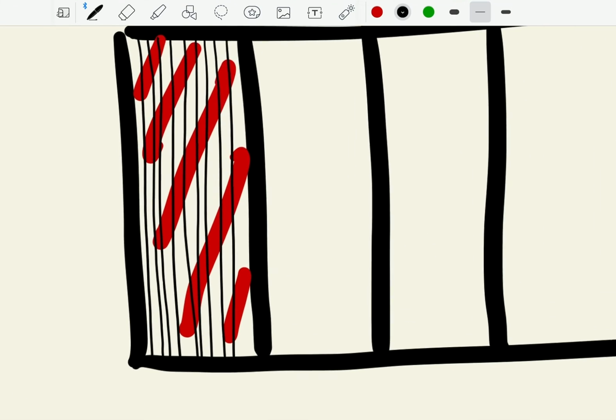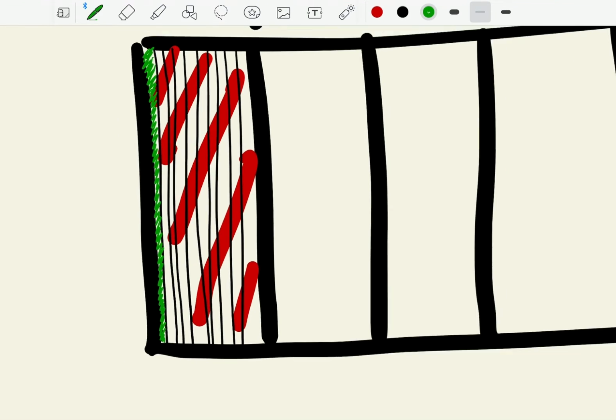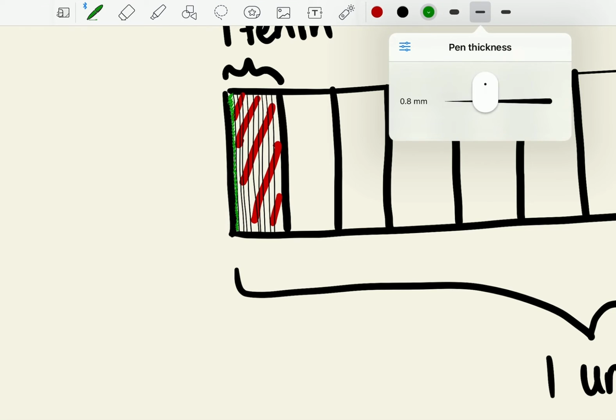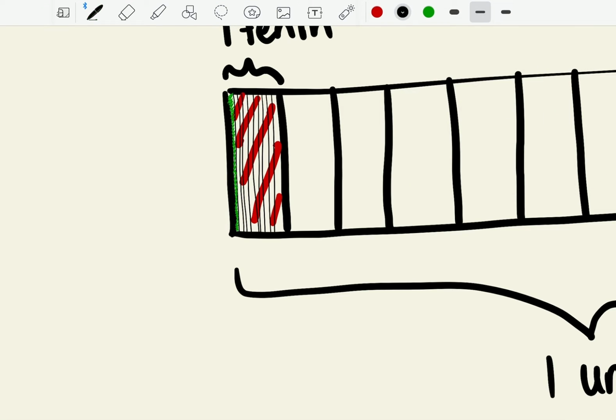So if I wanted to show 1/100th now, one of these tiny little parts is 1/100th. It's so tiny. I'm just going to have to adjust my pen thickness again. That tiny little part there is 1/100th.